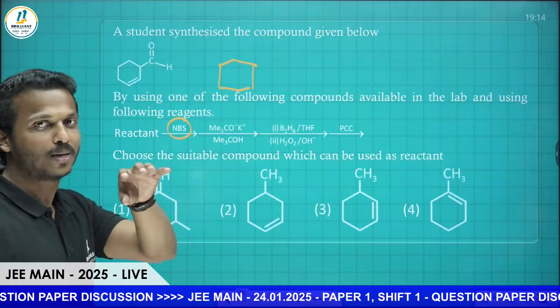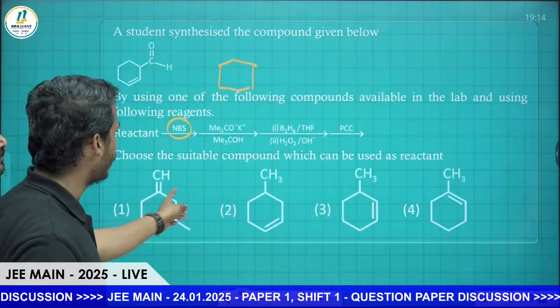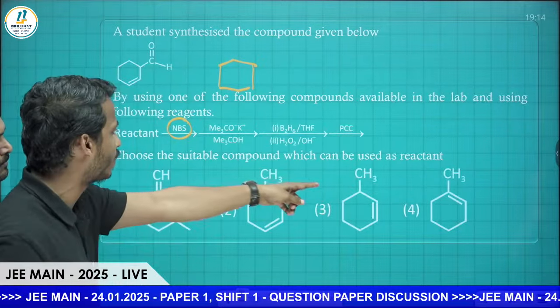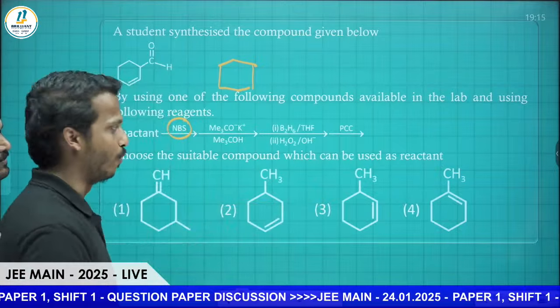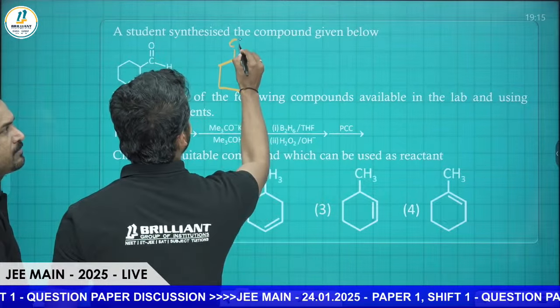Allylic position, there a bromination is going to happen. So whenever you're taking these kinds of species, the position of the double bond is very clear from that. There is only one chance. Which one? Third one. See the reaction. There is a CH3 there.